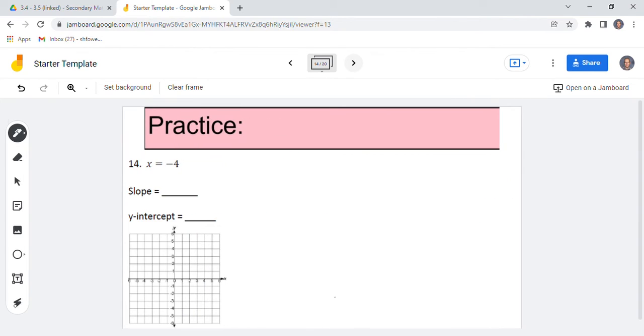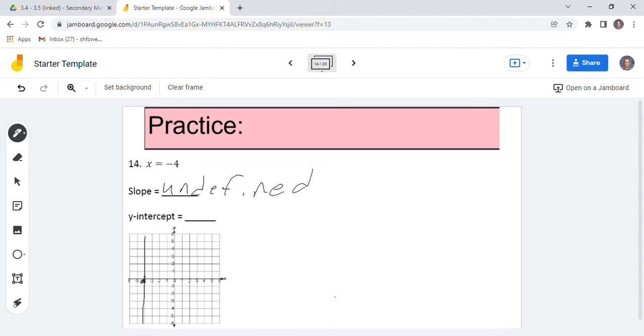Moving on to the next, we have x equals -4. So if our x value is -4, and we want to stay at an x value of -4, we're going to have a vertical line here. All right, slope of vertical lines is undefined. We saw that earlier in the practice test.